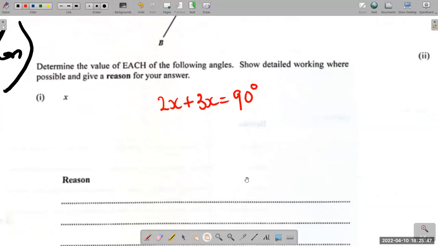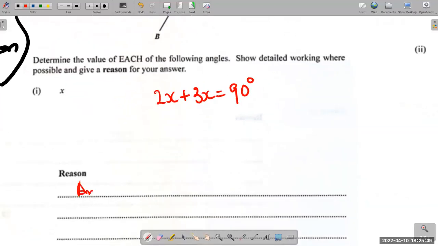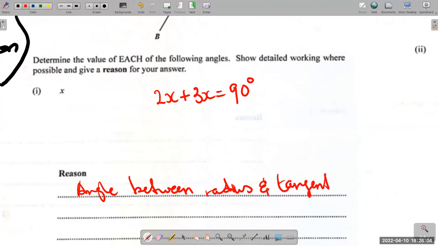And what is your reason going to be? Angle between. What are the two things the angle is between? The radius, very good, and what? Excellent. And tangent. You have to say it: the angle between the radius and tangent is 90 degrees. You must say it. Then, based on what we know, we can solve for X.